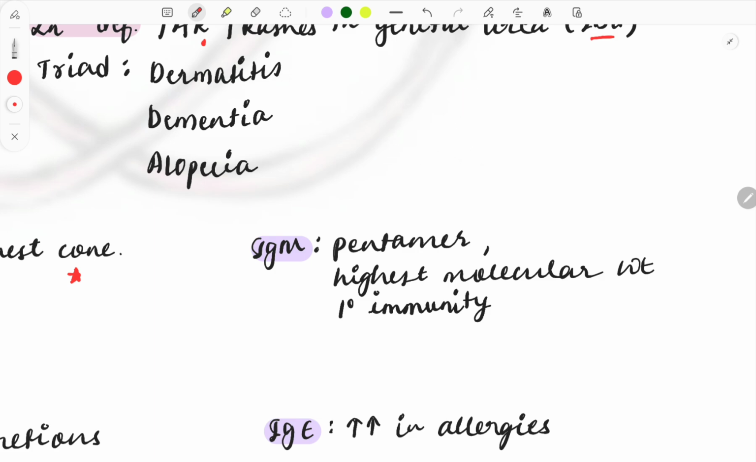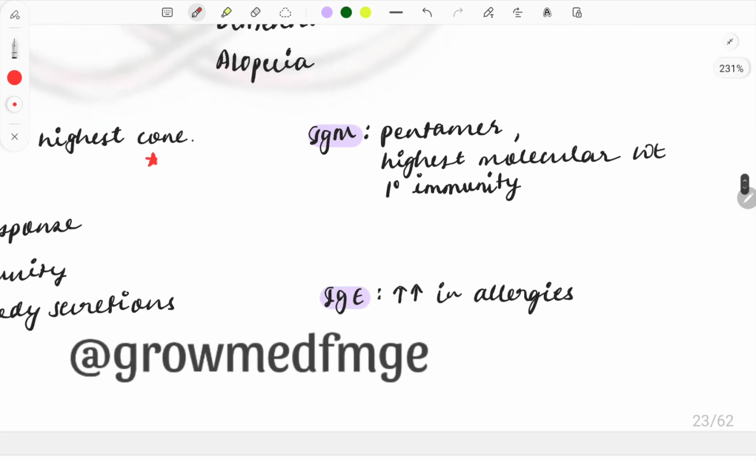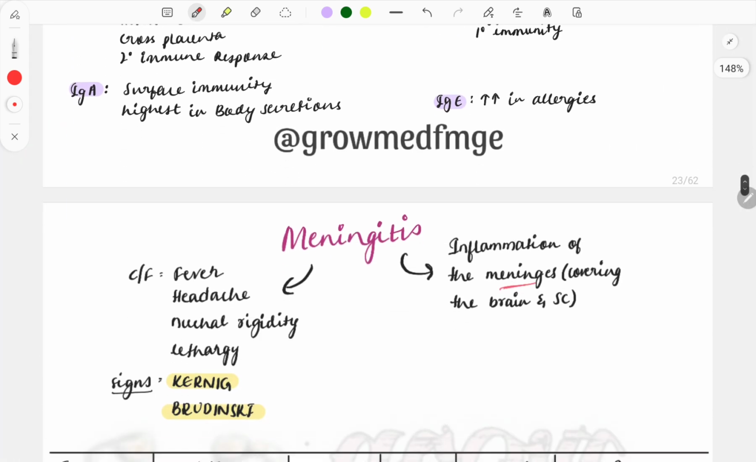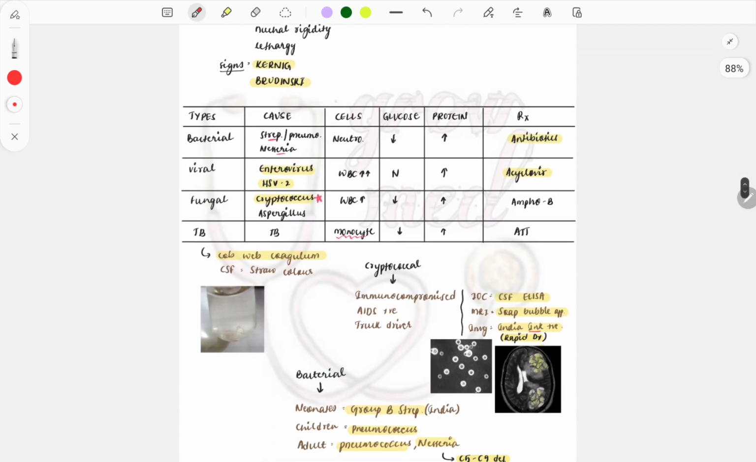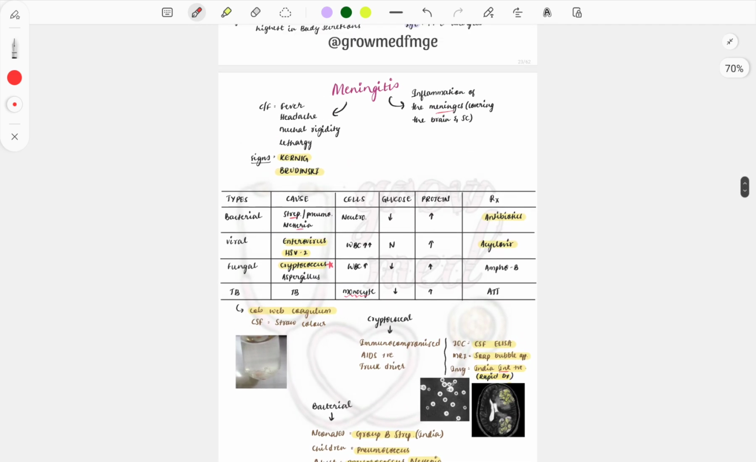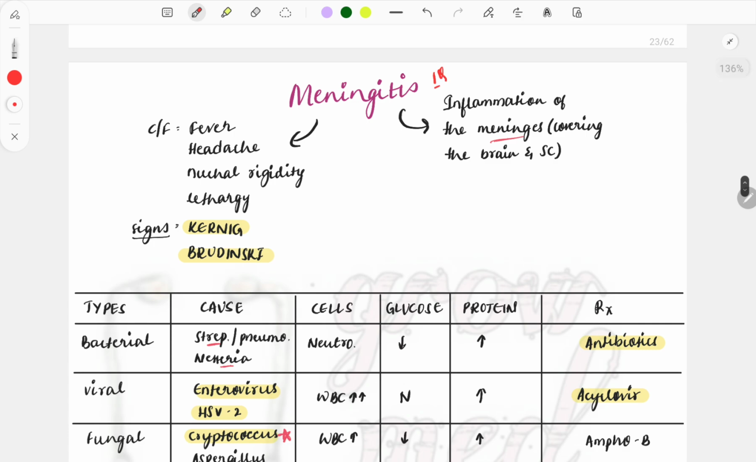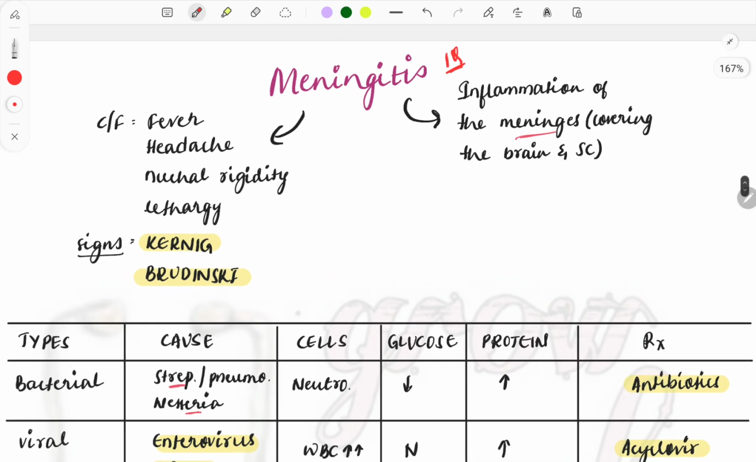Okay. Then IgE increases in case of allergies as well as parasitic infections. Okay. So this was about the immunoglobulins. Now moving on to meningitis. So in meningitis you can expect one question from this also. This is also a repeat topic and a must do. So इस पे तो question आएगा ही आएगा.